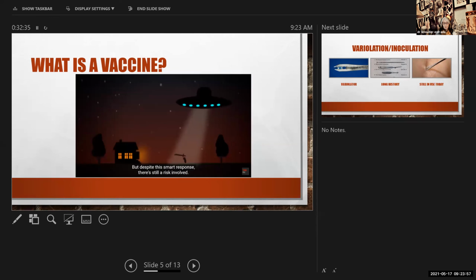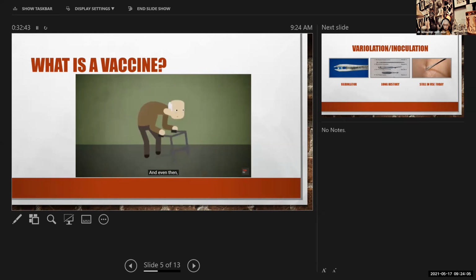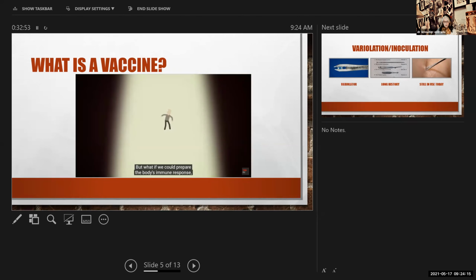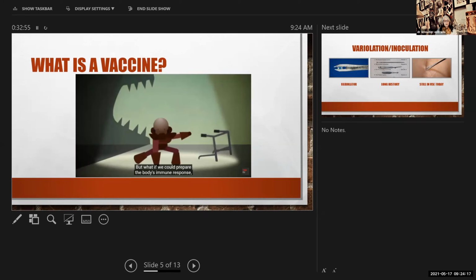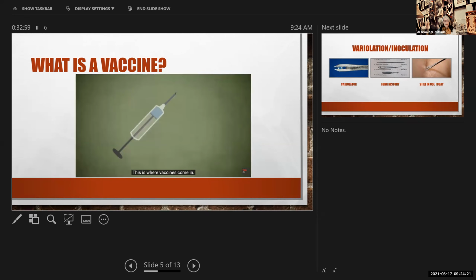But despite this smart response, there's still a risk involved. The body takes time to learn how to respond to pathogens and to build up these defenses. And even then, if a body is too weak or young to fight back when it's invaded, it might face very serious risk if the pathogen is particularly severe. But what if we could prepare the body's immune response, readying it before someone even got ill? This is where vaccines come in.